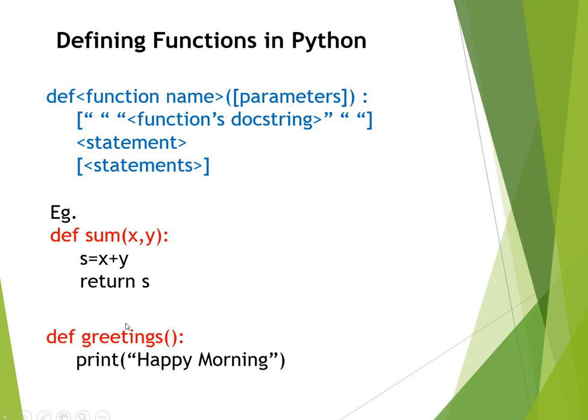A function can have a return statement or cannot have a return statement. In the first example, I gave a return statement. In the second example, there is no return statement. Similarly, here also def is the keyword, greetings is the name of the function. There are no parameters inside the parentheses. So this line is the function heading. Then print happy morning. This is the body of the function.